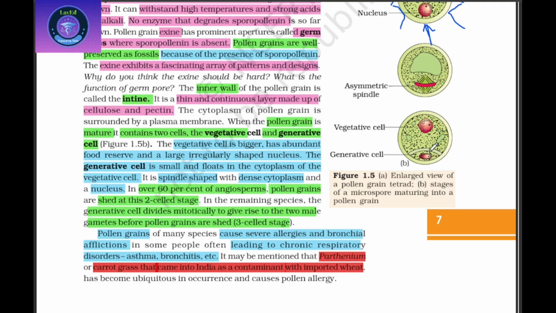Now, if we look at the generative cell, the small cell is basically what? The generative cell. The generative cell is generally smaller as compared to the vegetative cell, and it floats in the cytoplasm. That is the only thing given in NCERT, and there is nothing much to say beyond NCERT, because NCERT is the key to scoring marks in biology. Now this stage is observed in 60% of angiosperms when the pollen grains are shed off.